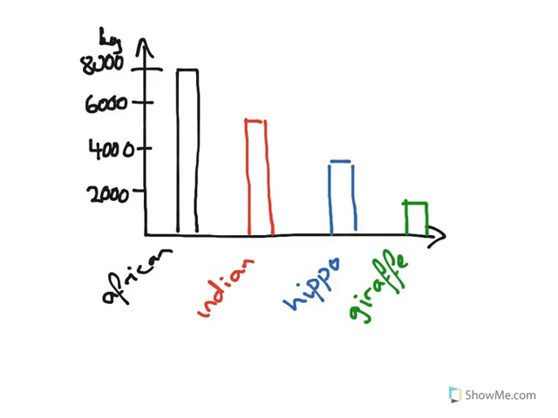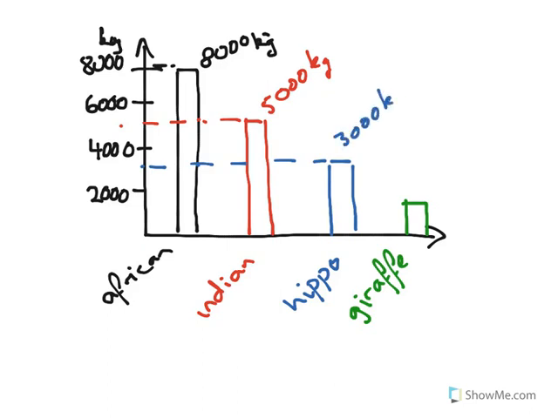Okay, so first of all we have to work out the actual weights of the animals. We can extrapolate back here. We can see then that the African elephant weighs about 8,000 kilos. We can see that the Indian elephant weighs about 5,000 kilos. We can see that the hippo weighs about 3,000 kilos. And finally, we can see that our giraffe weighs about 1,000 kilos.